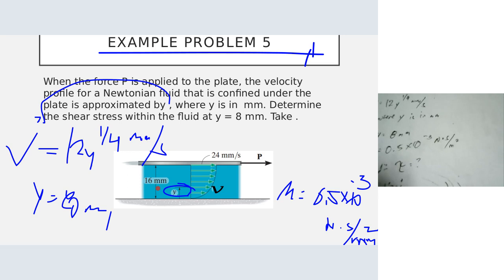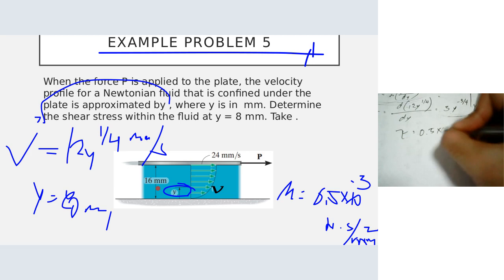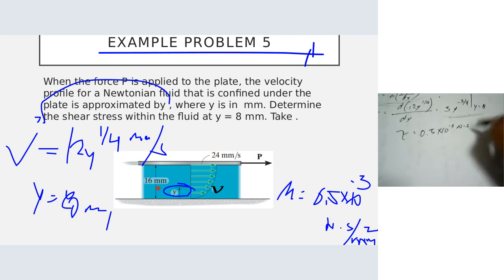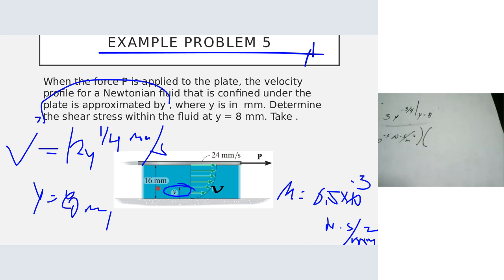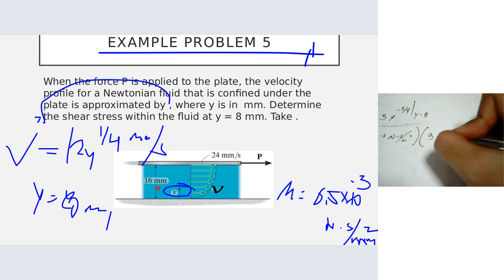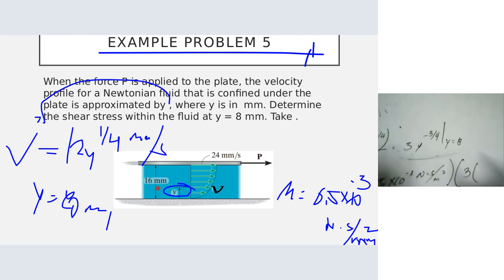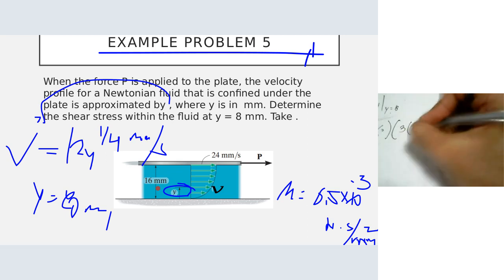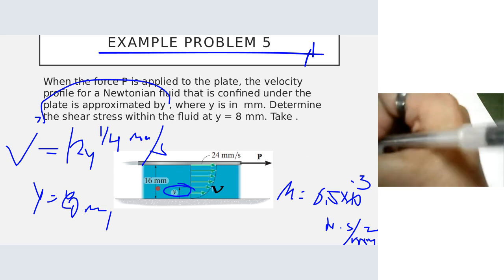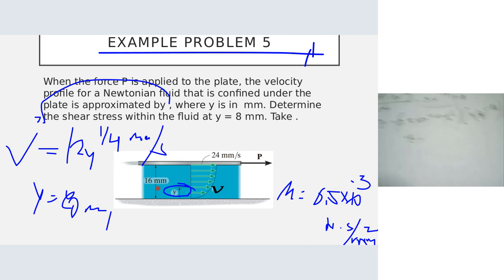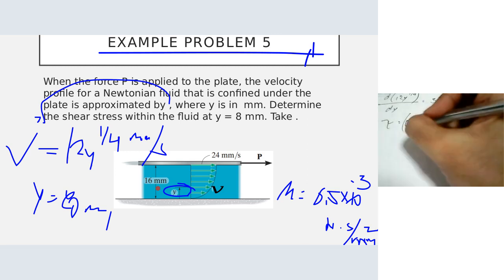Okay. So shear stress is equal to 0.5 times 10 raised to negative 3 Newton times second over meter squared times 3 times y. So y is equal to 8. So we will substitute this. This will become 3 times 8 raised to negative 3/4. What is the shear stress?